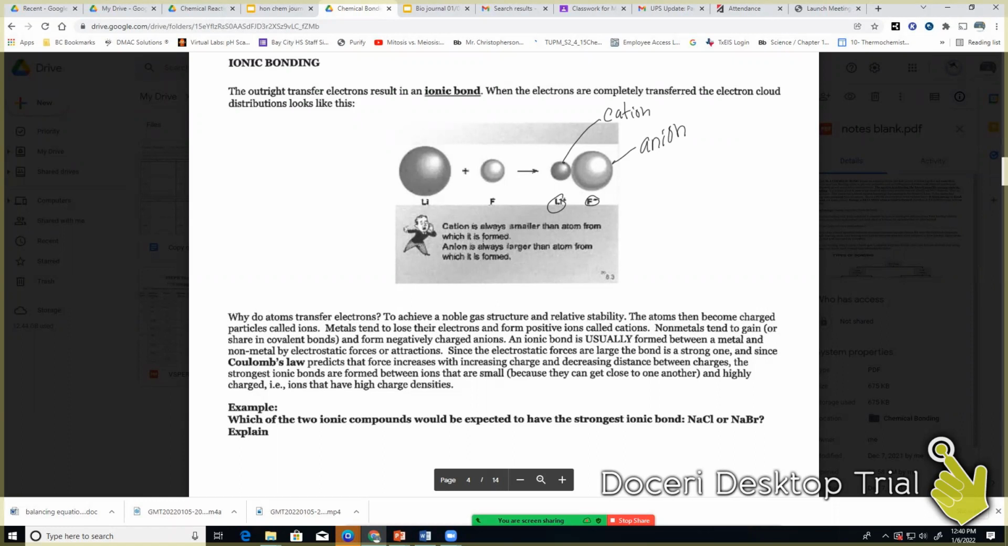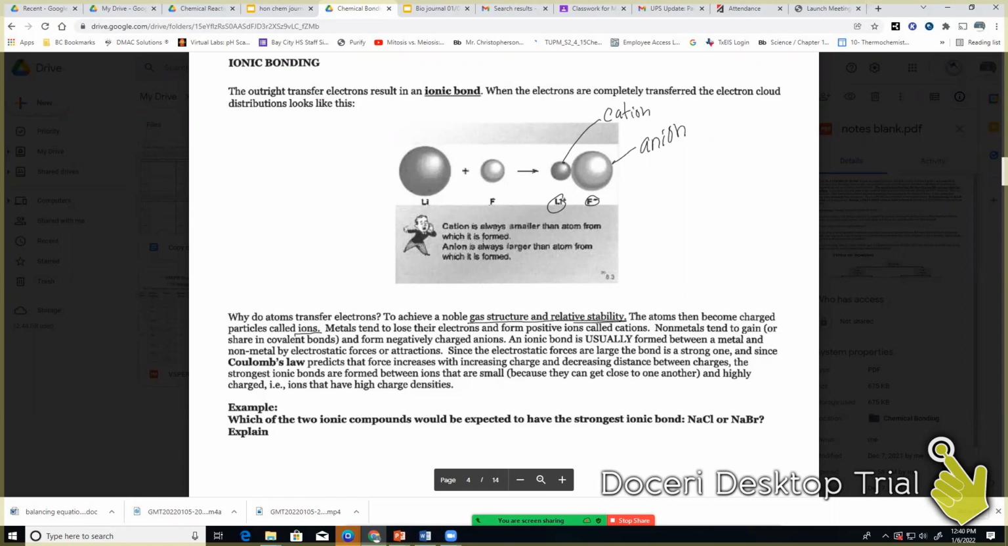So they're going to transfer their electrons once again, just for the same reason that bonds are formed, to try to gain that noble gas structure and increase their stability and decrease their energy level. And we know that they become charged, so they are now called ions. The metals tend to lose their electrons and form the positive cations, and then the nonmetals will do the opposite. An ionic bond is usually formed between a metal and a nonmetal. That's all that we talked about in Chem 1, and that's going to be the only thing we talk about in Chem 2, but there are some exceptions.